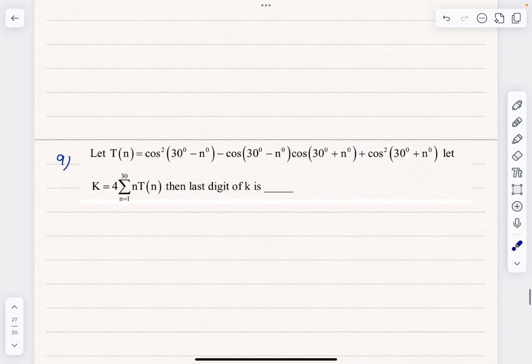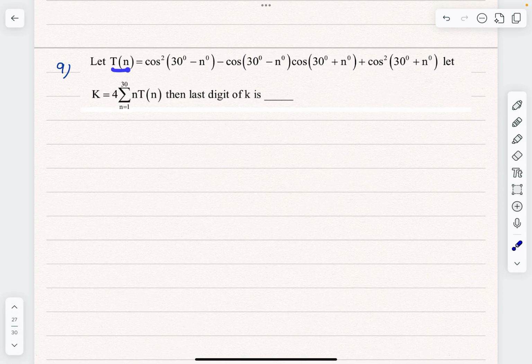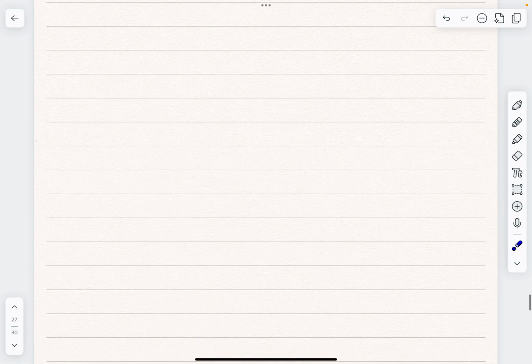Next. T n is cos square(30 minus n) degrees minus cos(30 minus n) degrees cos(30 plus n) degrees plus cos square(30 plus n) degrees. Let k be equal to 4 times the summation n from 1 to 30 of n T n. Then the last digit of k is? You can pause and give it a try. Let's start the discussion now.